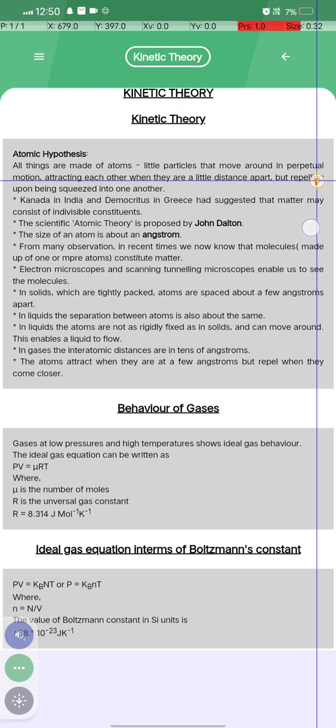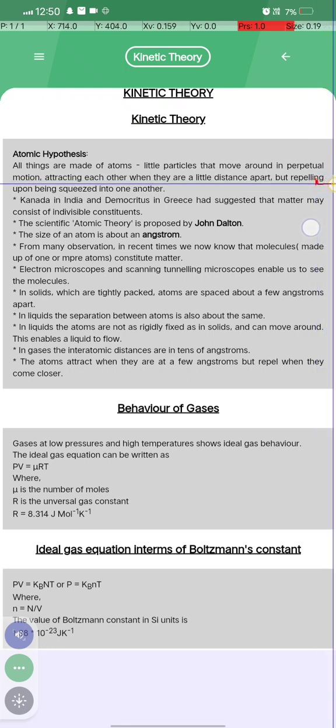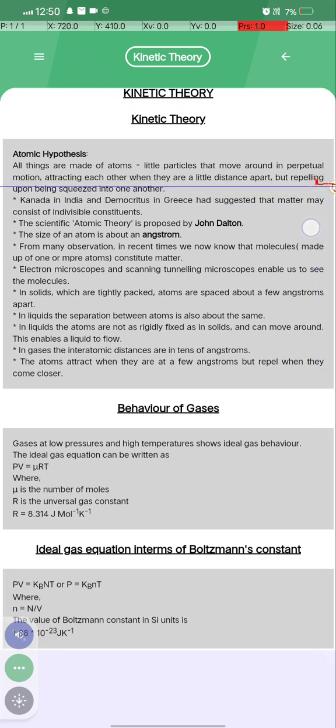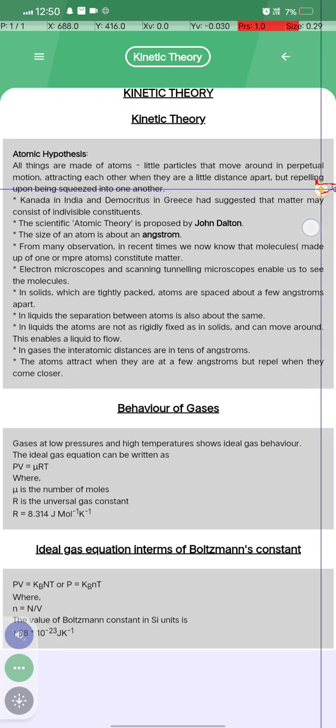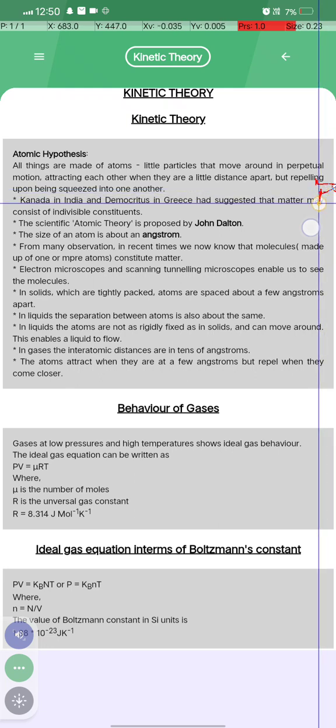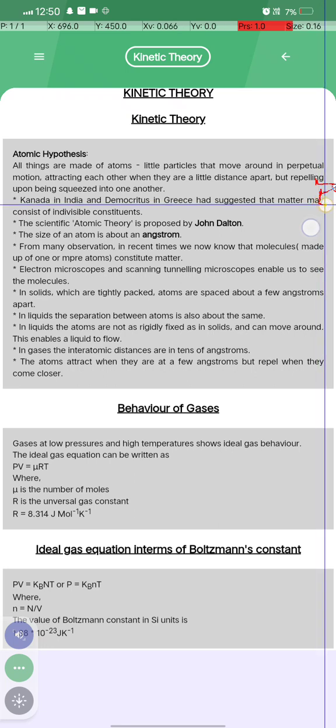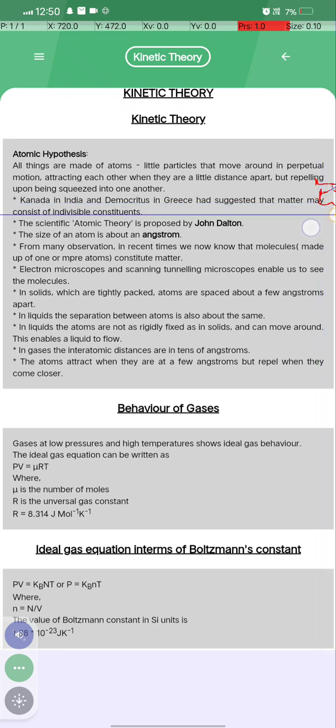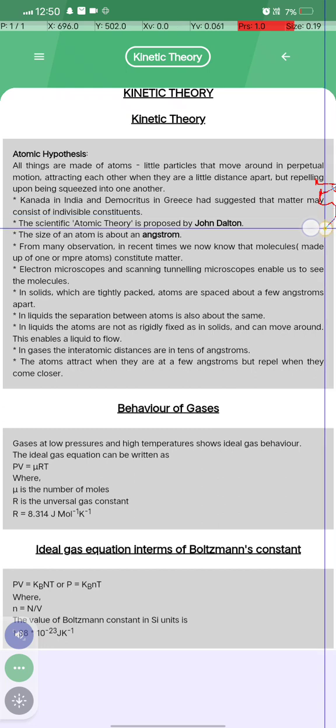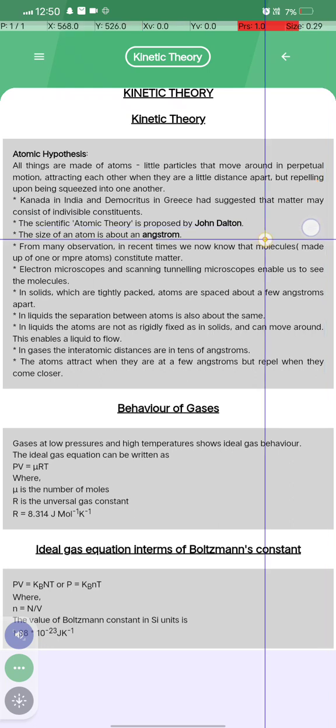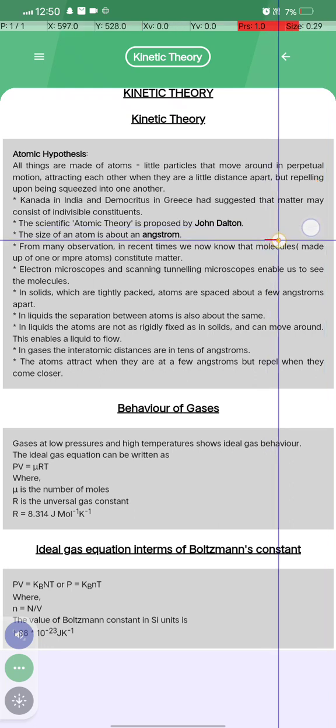attracting each other when they are a little distant apart, but repelling when they are squeezed into one another. Kanada in India and Democritus in Greece suggested that matter may consist of individual constituents. The scientific atomic theory was proposed by John Dalton. The size of an atom is about an angstrom.